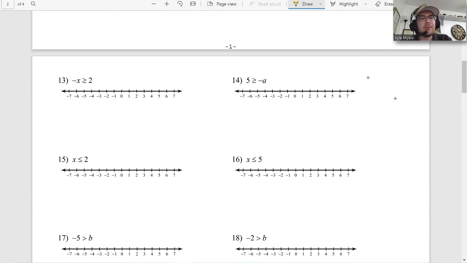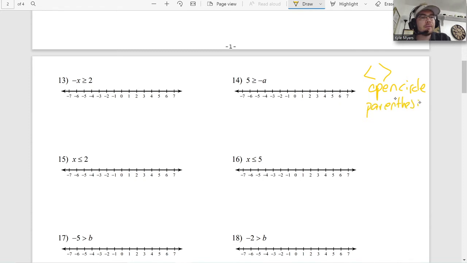So if I have a less than or greater than, then I would do an open circle, right? Now, if I want to do, instead of an open circle, this bracket parentheses thing, then I would use a parentheses.